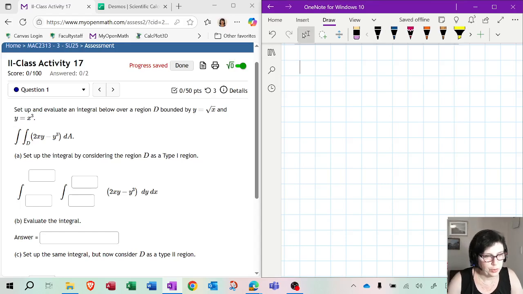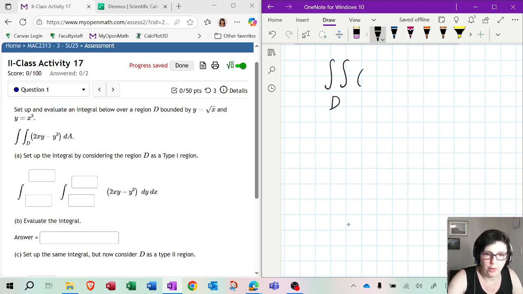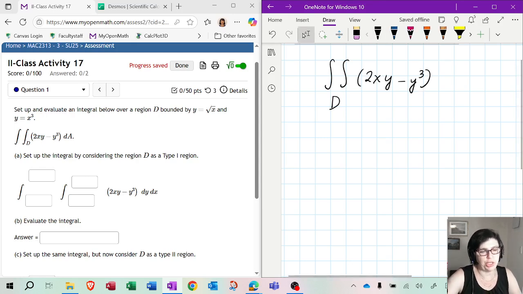In this video, we're going to take a look at evaluation of a double integral over the region that's bounded by two curves, y equals square root of x and y equals x cubed. Okay, so we have to integrate 2xy minus y cubed. And when they say dA, that's just a short way of writing either dy dx or dx dy.